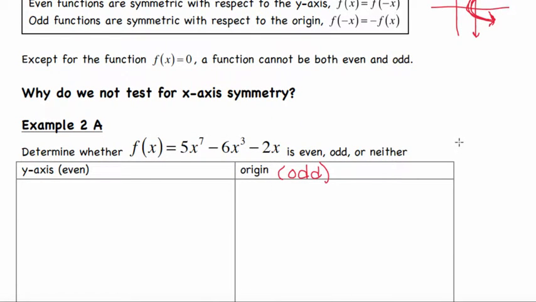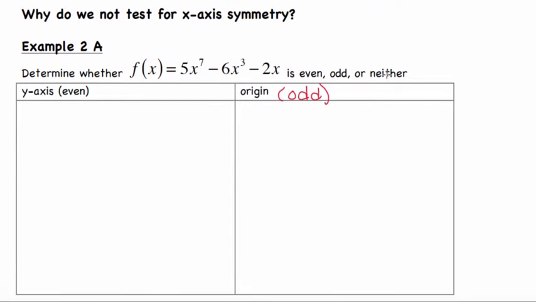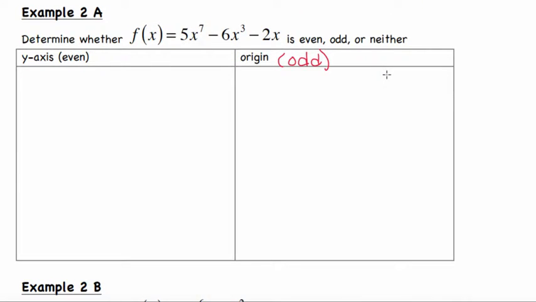And then before we get going on the actual work in the example, I want to just say that except for f of x equal to 0, your function cannot be both even and odd. It can be one or the other or neither. So let's go ahead and do example 2.